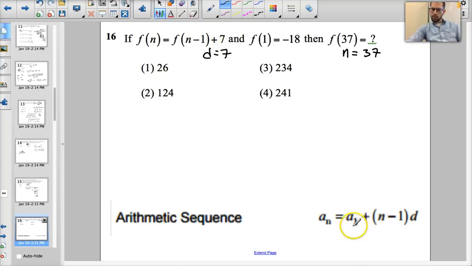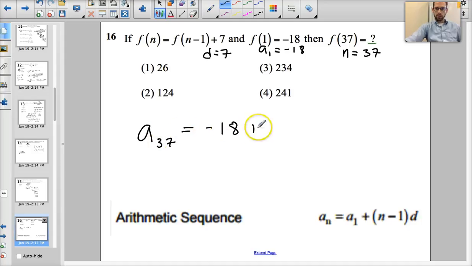Then I need my a1, my first term. So I know my first term is going to be negative 18. So I can just plug it all in. I can say a of 37, my 37th term, is equal to a1, which is negative 18, plus the number of terms, which is 37, minus 1, times my common difference.